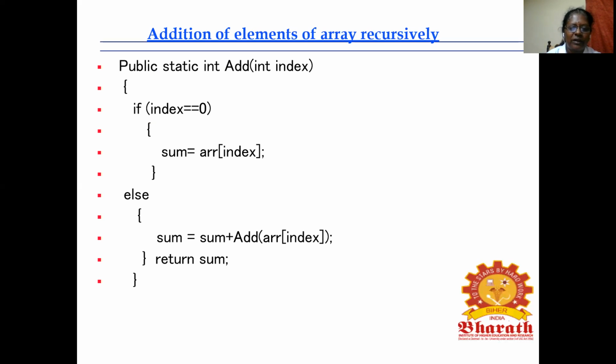So in this, the function will be called. Okay, so the function is activated. This is the simple function activated, and then if index is equal to 0, sum equal to array of index, else sum equal to sum plus add of array of index, and then return sum. After returning the sum, it will stop the activation. So this is an example of a function being activated and then leaving the function. That is the example for the addition of elements of array recursively.